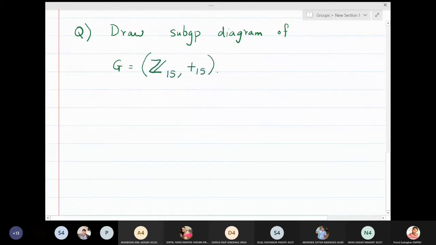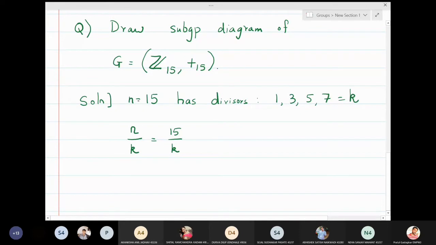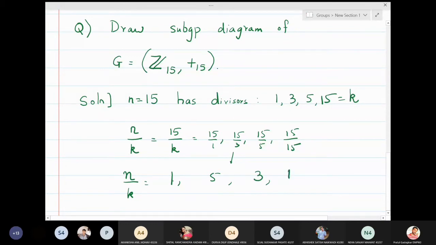Now I will first have to write the subgroups. We know that 15 has divisors. What are the divisors of 15? The divisors of 15 are 1, 3, 5, and 15. So these are the values of K, and therefore what are the values of N upon K? Means 15 upon K, where N is 15. So it means 15 upon 1, 15 upon 3, 15 upon 5, and 15 upon 15. So the values of N upon K are 15, 5, 3, and 1.